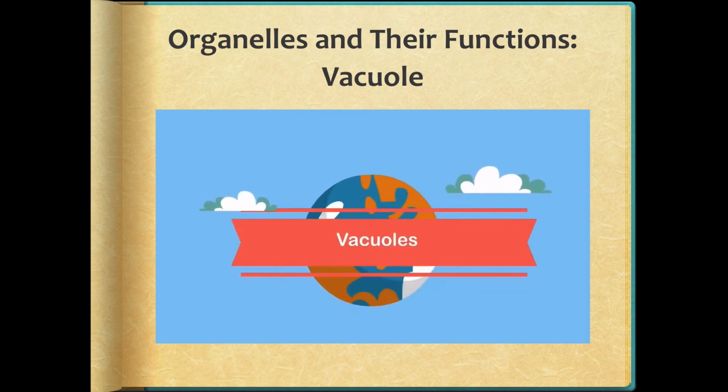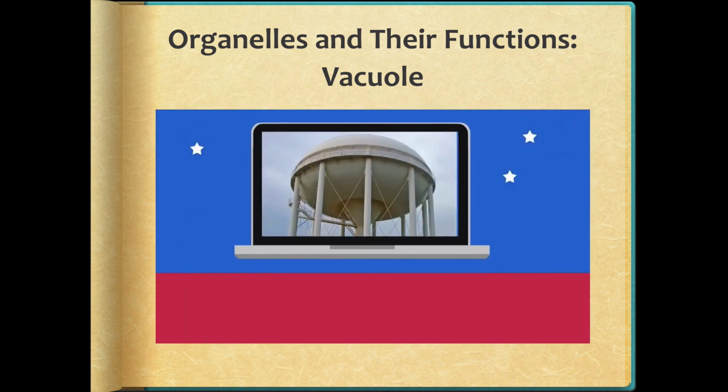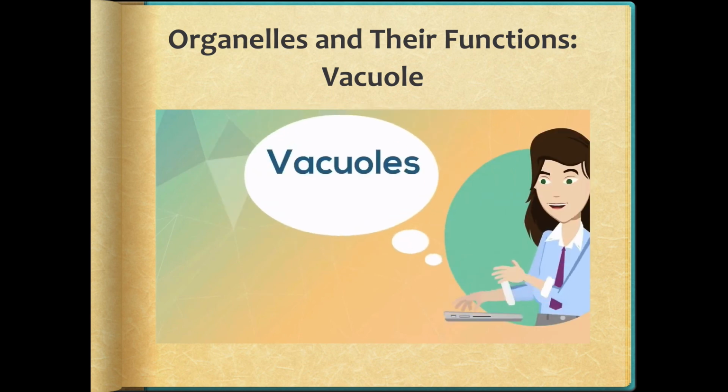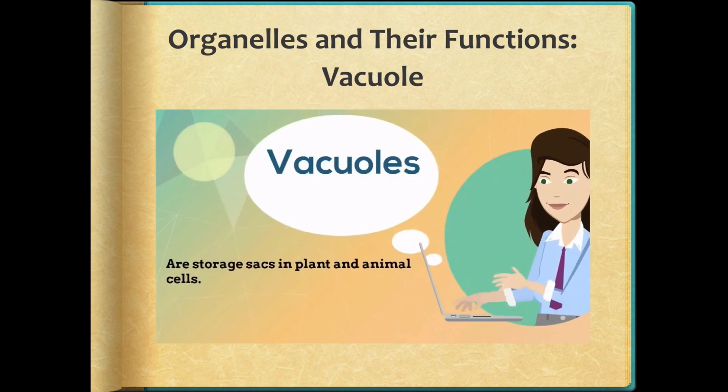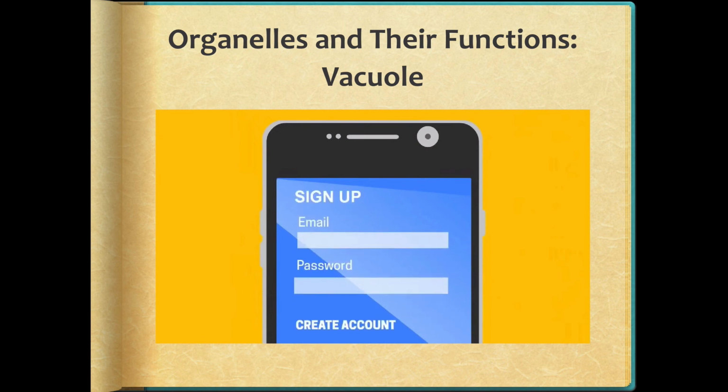Welcome to Moo Math and Science. In this video, I'd like to talk about the organelle vacuoles. Vacuoles are organelles that store water and waste, much like a water tower stores water for a city. Vacuoles are storage sacs in plant and animal cells. They are not found in bacterial cells. In addition to storing water, vacuoles also store some waste.